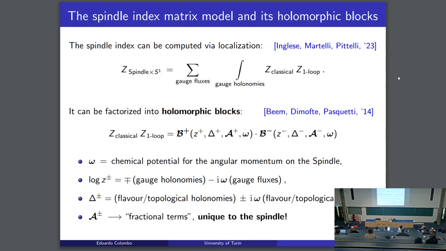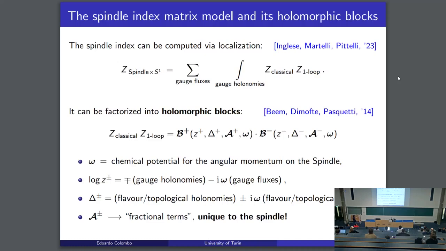This integrand can be factorized as a product of two holomorphic blocks. Each holomorphic block, which I call B plus and B minus, where plus and minus refer to the two poles, roughly corresponds to the partition function on half of the spindle. And these holomorphic blocks depend on various chemical potentials, holonomies and fluxes.